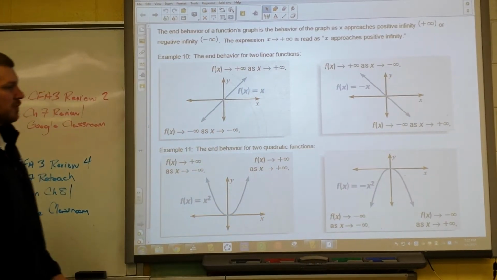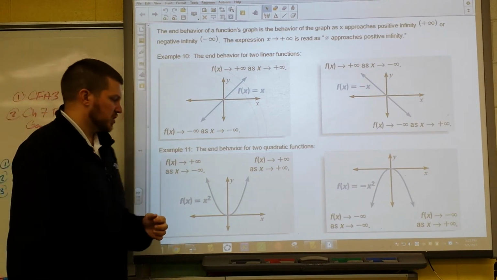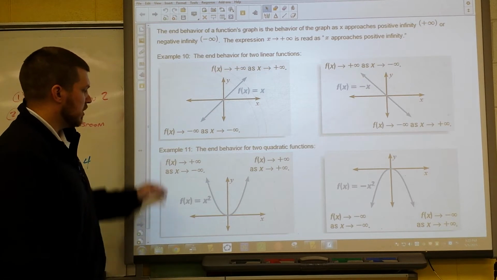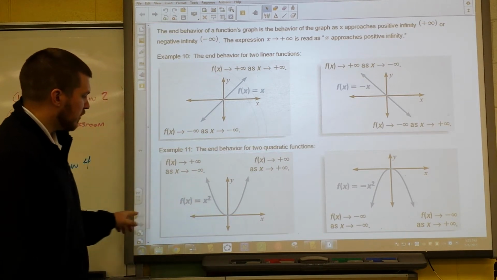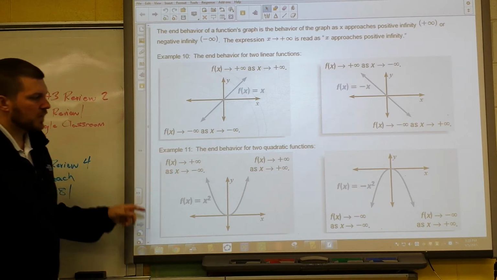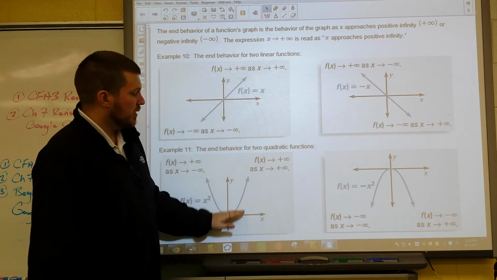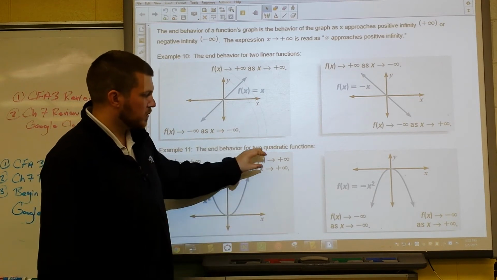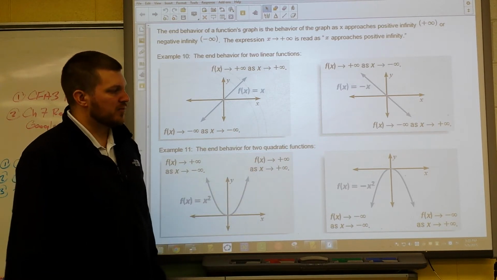In example 11, we're doing the same idea, talking about end behavior, but now with quadratic functions. So here, this first quadratic function, as x is approaching negative infinity, so we're going farther to the left, the y values keep increasing. They're going higher and higher. As x is going to the right, farther and farther, the y values keep increasing. So obviously we see that in the picture, but now we're just describing that with mathematical symbols.